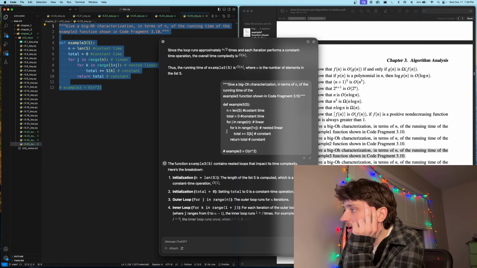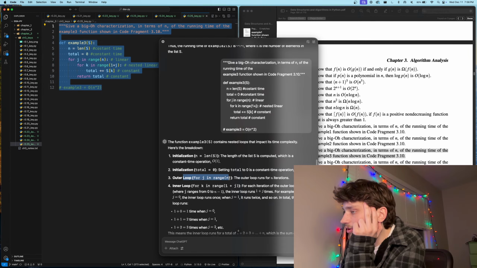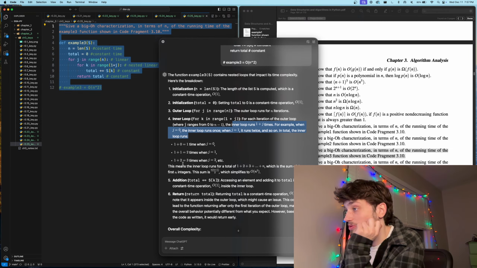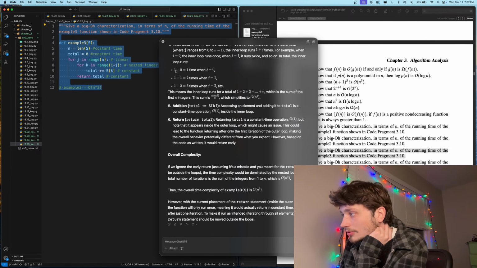It contains a nested for loop that impacts its time complexity. Here's the breakdown. Initialization: setting the total to 0 is a constant time operation. Outer loop: for j in range n, the outer loop runs for n iterations. The inner loop: for k in range 1 plus j. For each iteration of the outer loop, where j ranges from 0 to n minus 1, the inner loop runs j plus 1 times. For example, when j equals 0, the inner loop runs once; when j equals 1, it runs twice, and so on. This means the inner loop runs for a total of 1 plus 2 plus 3 all the way to n, which is the sum of the integers, which simplifies to O of n squared. Cool. We were right.